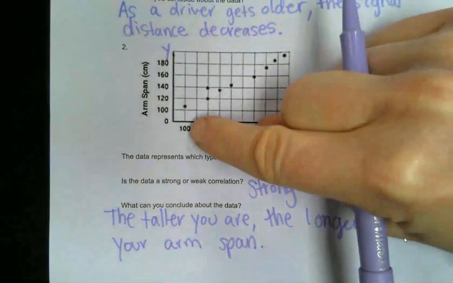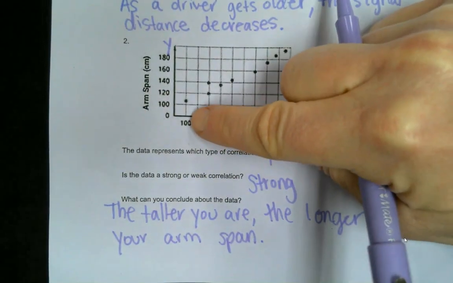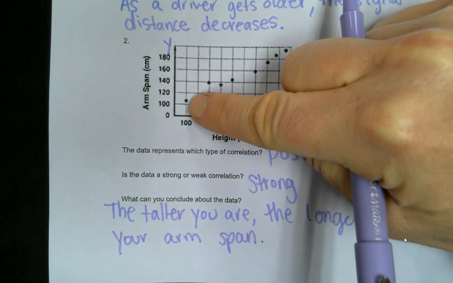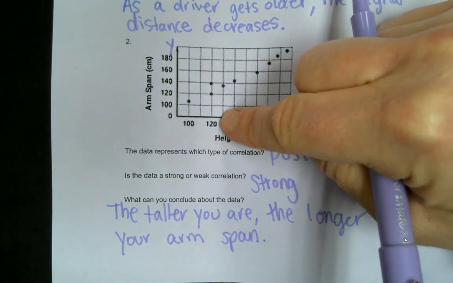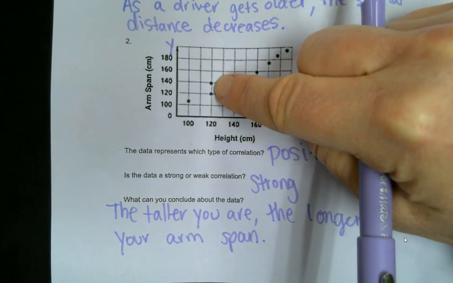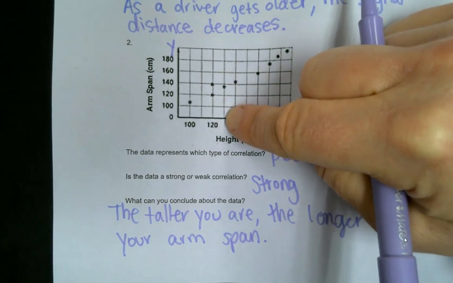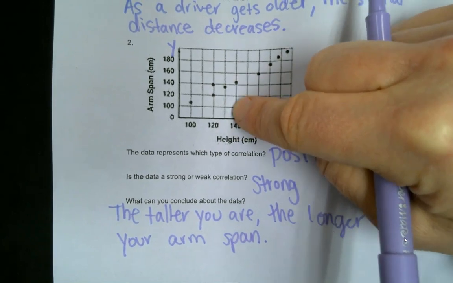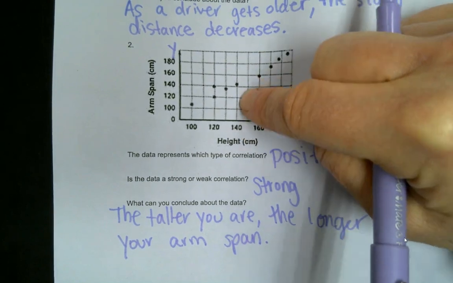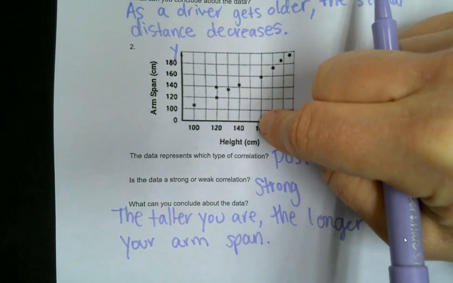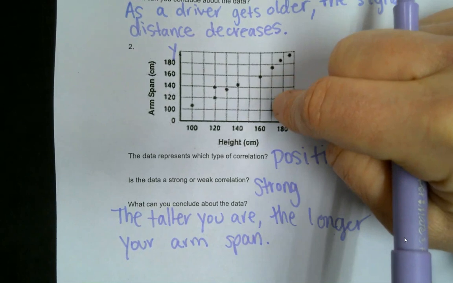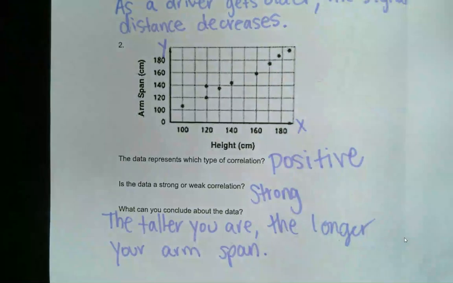And if you look at these, look at the first one, that's 100. The arm span is a little bit above 100. This one's 120, arm span's 120 and 140. Those are two different data points or two different people. This one's 130, close to 140. 140 is close to 140. 160 is close to 160. They're actually about the same, right?